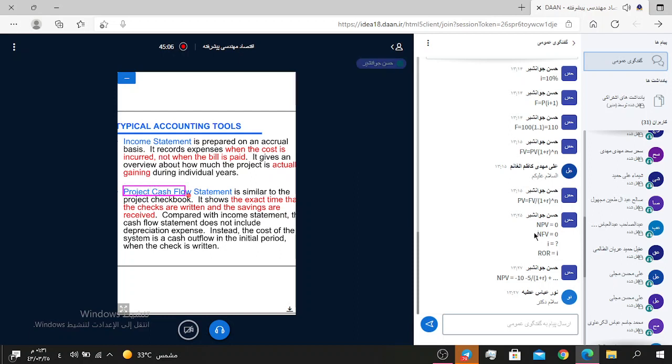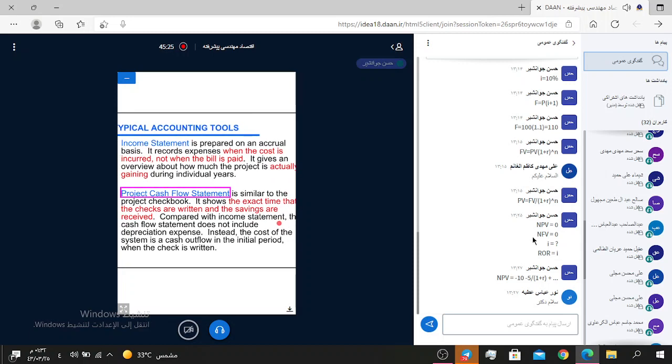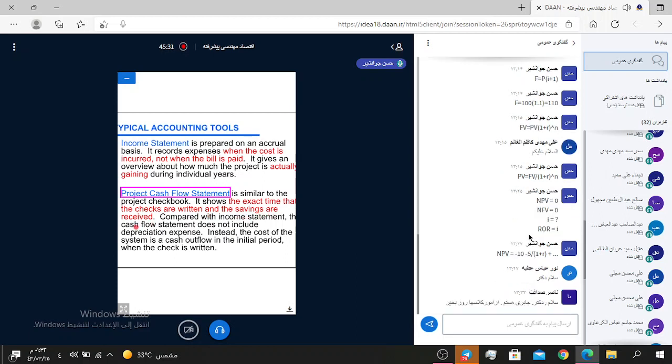Project cash flow statement is similar to the project cash book. It shows the exact time that the checks are written and the savings are received.